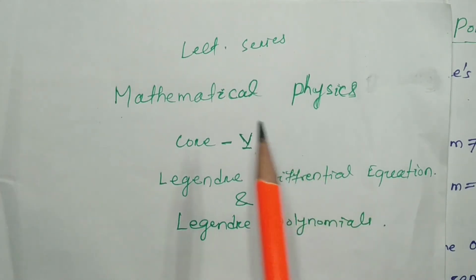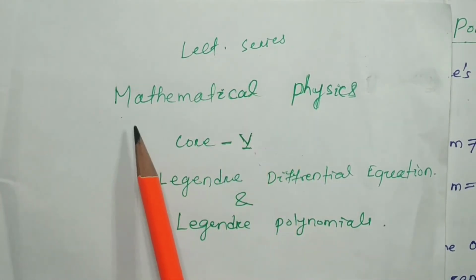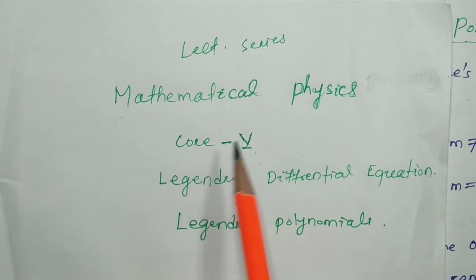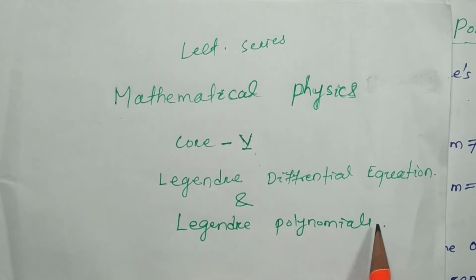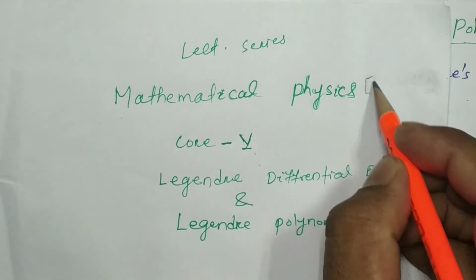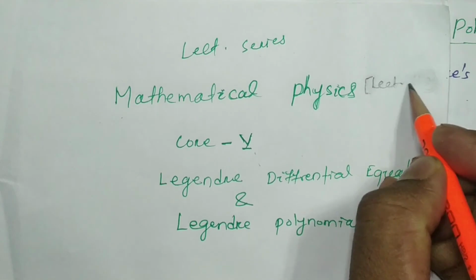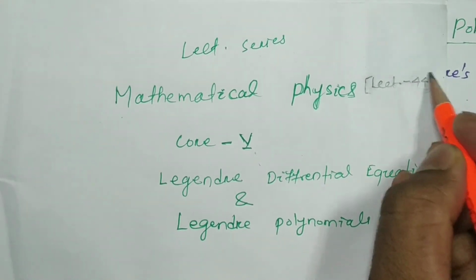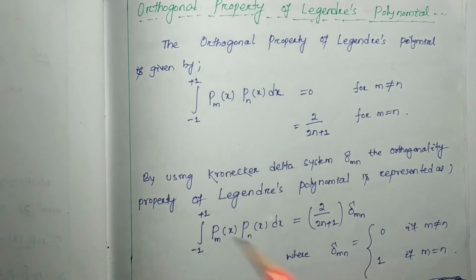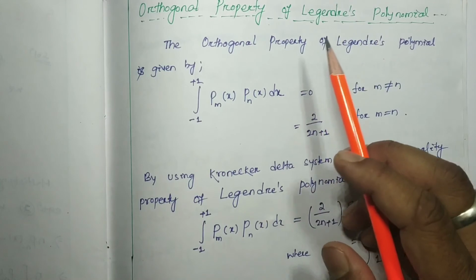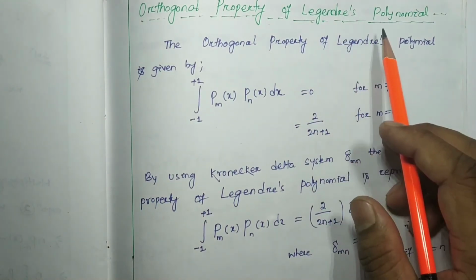I welcome all of you to our lecture series on mathematical physics, that is your core paper 5, and we are discussing Legendre differential equation and Legendre polynomials. This is your lecture number 44. In this lecture we are going to discuss the orthogonality property of Legendre's polynomial.